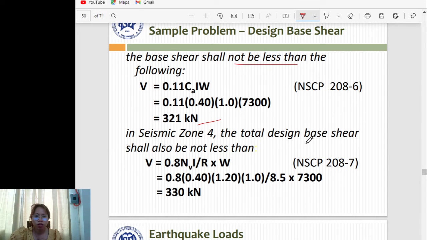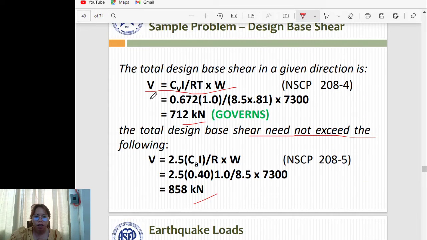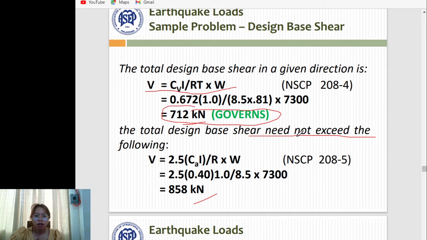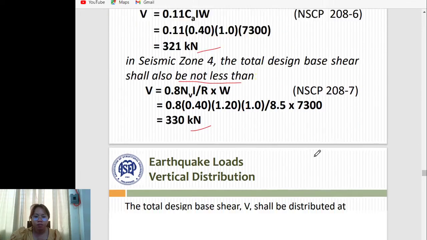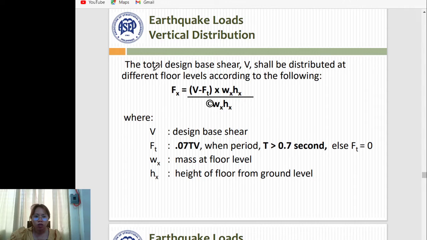And in seismic zone 4, the total design base shear shall not be less than this formula. Substituting the values, you will get 330 kilonewton, which is less than the general formula for the total design base shear. So this answer will govern in the design. The total design base shear V shall be distributed at different floor levels according to the following formula.